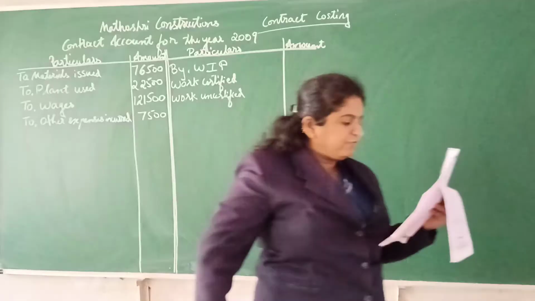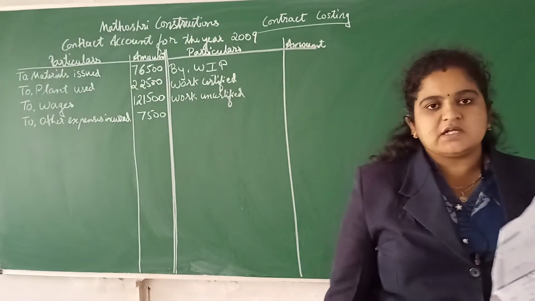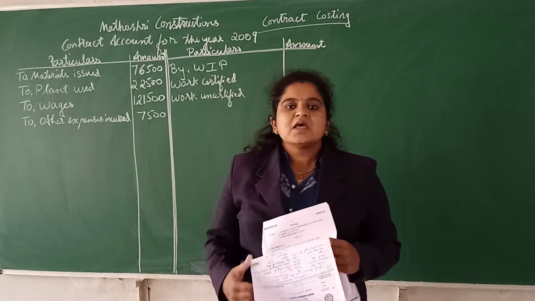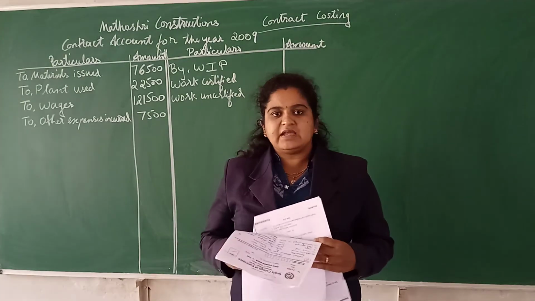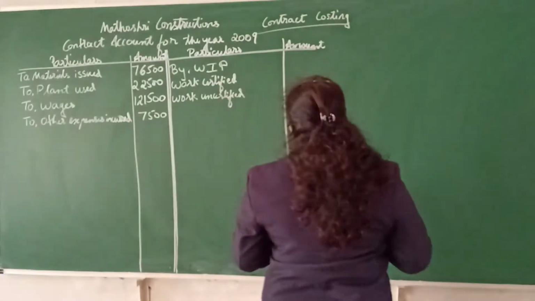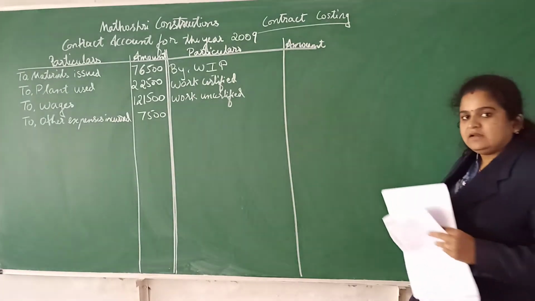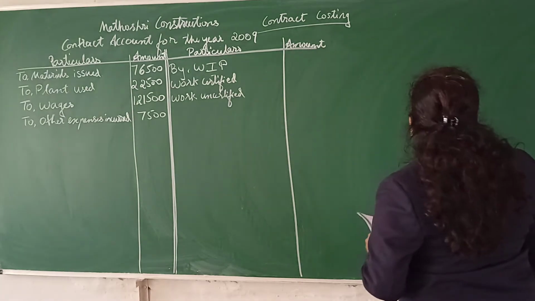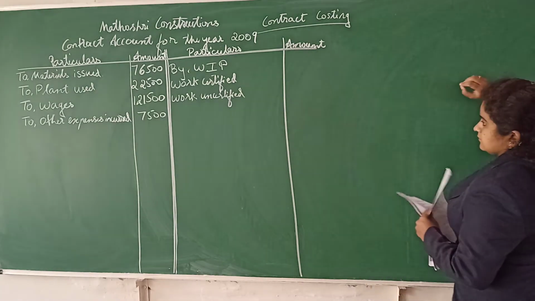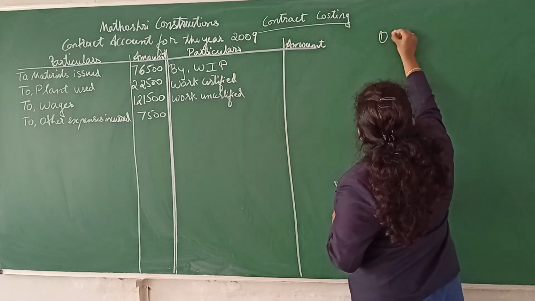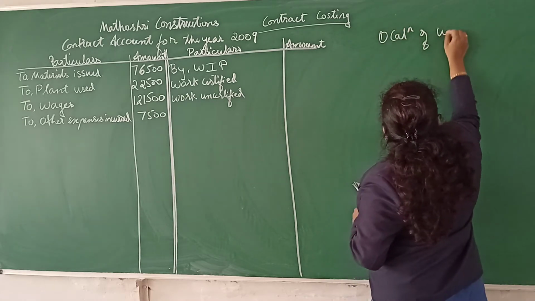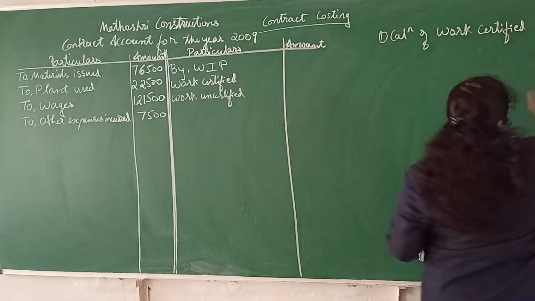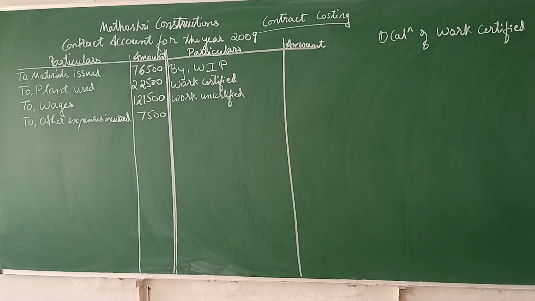Now what they have told us is, being 80% of the work certified. So out of 1,92,000, only 80% is work certified. For that we will have a working note. So leave some lines over here. Then the first working note, calculation of work certified.